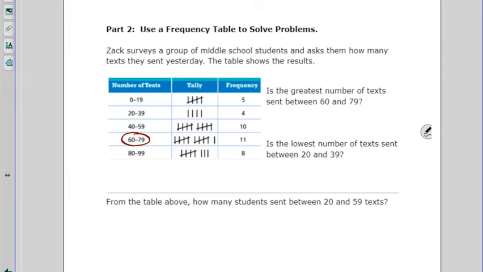It says, is the greatest number of texts sent? Okay, well, no, actually. The greatest number of students is what they texted, but the greatest number of texts was this. Isn't 80 more than 79? So even though only 8 kids texted that frequently, it was the largest range that there was. So no, it should be 80 to 99 is greatest.